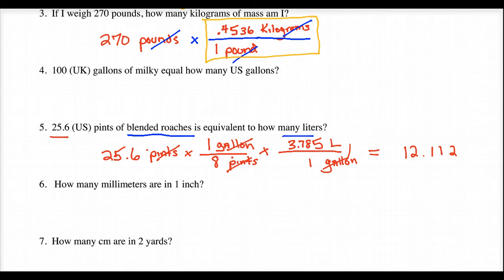Now, of course, this is wrong right now because I didn't write the what? I didn't write the unit. What do we have? Who's left standing? Liter. Okay, so 25.6 times 1, you really don't have to do that, but divide by 8 times 3.785, and I get 12.112. Now this would actually round. It's okay if you don't know this. I'll take this right now. But this will round to 12.1 liters.